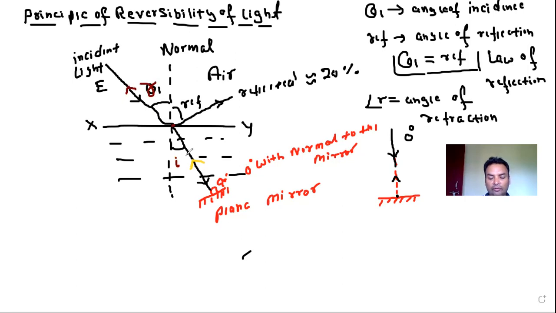So light after reflection will follow the same path, that is called the principle of reversibility of light. Light will go back by the same path. जहां से light ने travel करना start किया था, that was the starting point, और ये उसका end point था. अब जो end point है वो बन गया starting point, और जो starting point था वो बन गया end point. So this is called the principle of reversibility of light.